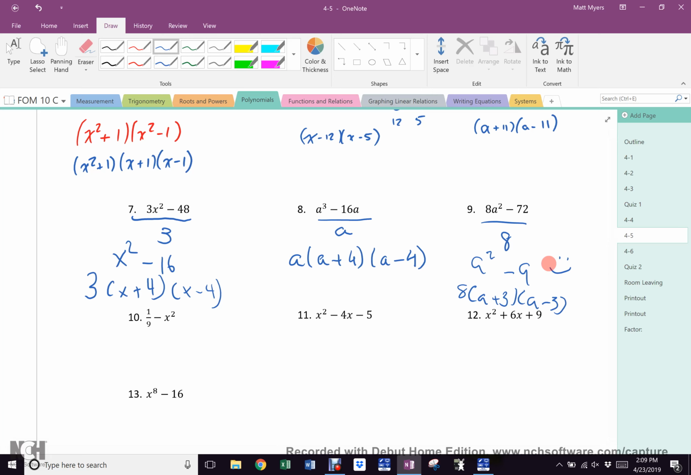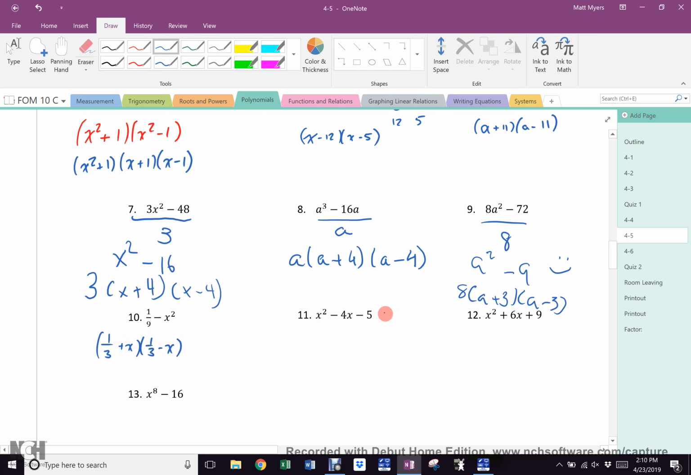We are going to do more. Why does number 10 freak you out? Because it's a fraction. What if I wrote 9 minus x squared? Is that a square? Yeah. So you take the square root of that and square root of that, right? So isn't that a perfect square? What times what? 1/3 plus x, 1/3 minus x. Oh, this one's not a perfect square.